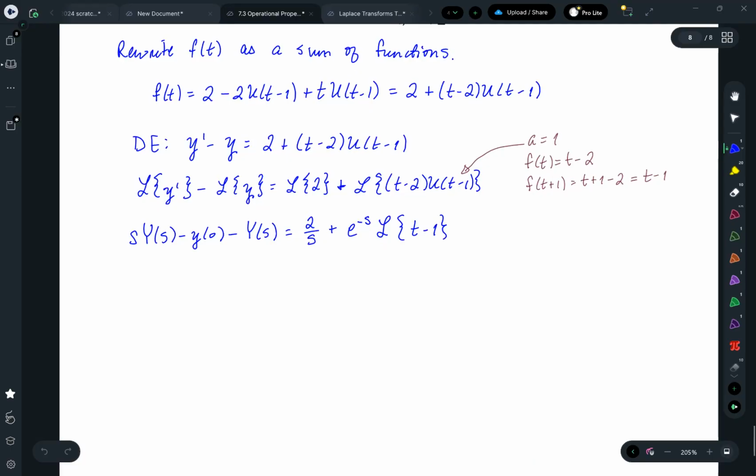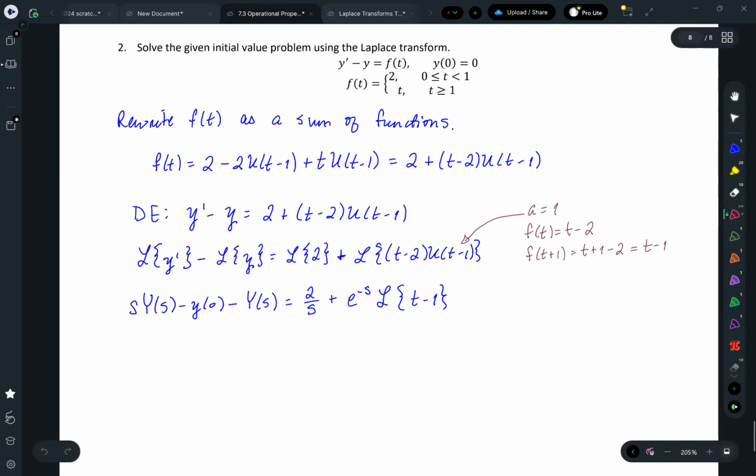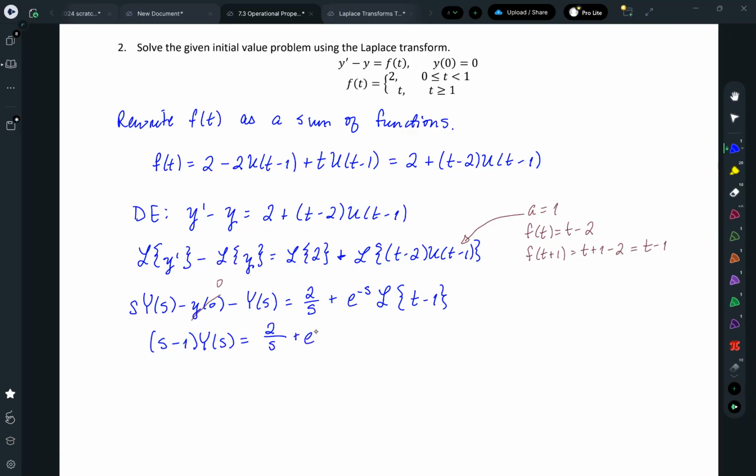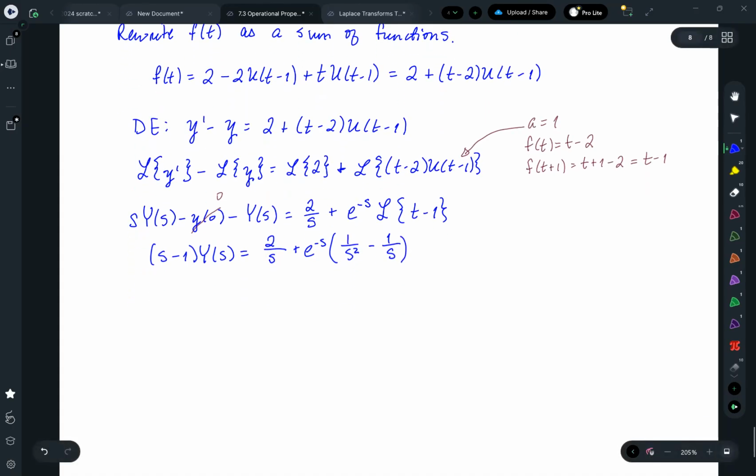Okay, on the left-hand side, our initial condition y of 0 is 0. And so we simply have, in parentheses, s minus 1 times Y of s is 2 over s plus e to the minus s times the Laplace of t, which is 1 over s squared, minus the Laplace of 1, which is 1 over s. Okay, all Laplaces have been taken.